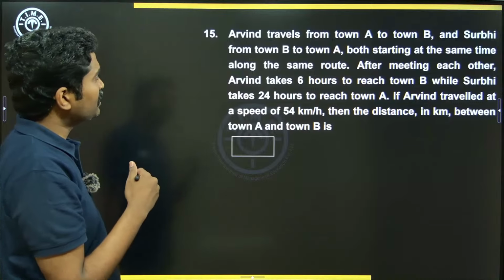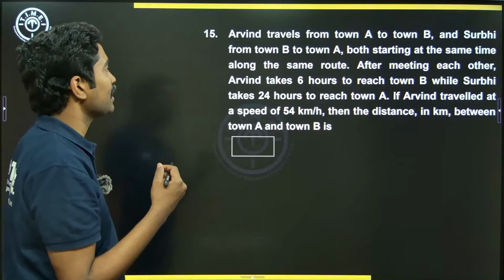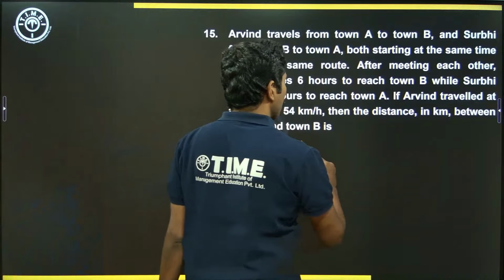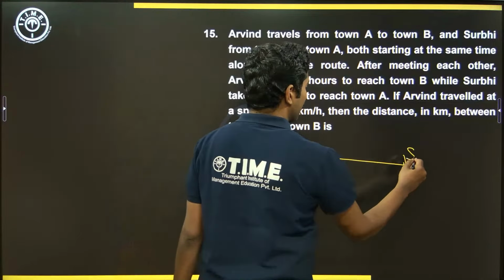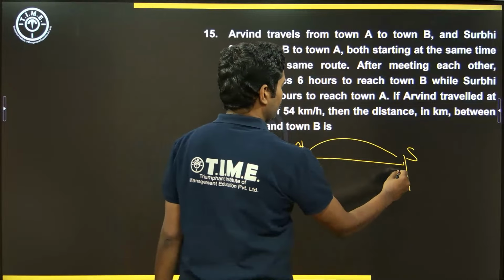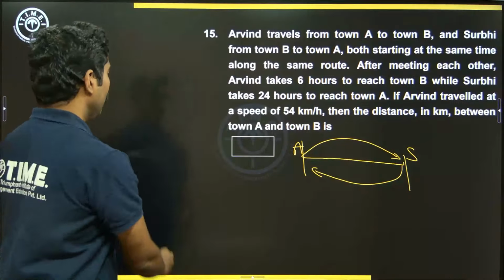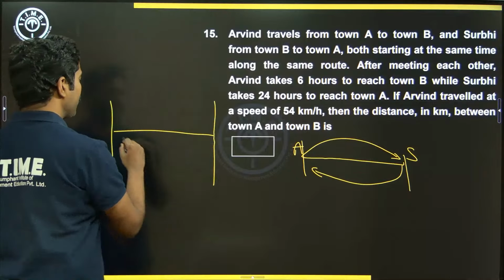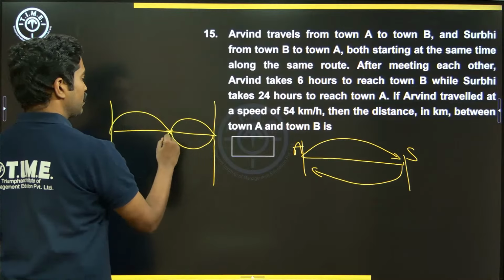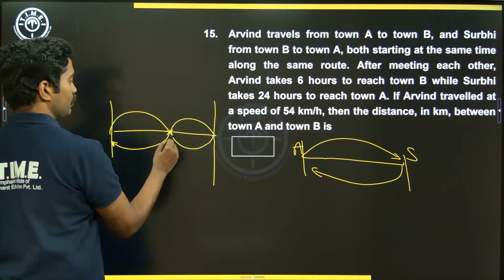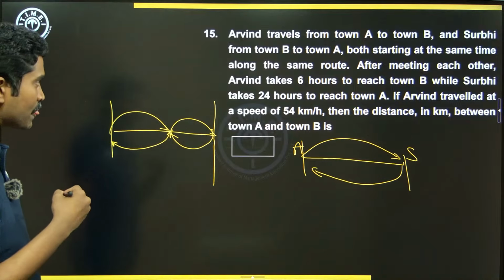Let's see. Arvind travels from town A to town B and Surbi from town B to town A, both starting at the same time along the same route. A starts from here and S starts from here. One is going like that, the other is coming like this. What happened? After meeting each other, we'll draw a better figure. They're actually meeting now. They met here and this one continues and this one continues, right? So this is how they went. They met and they went their separate paths, right?